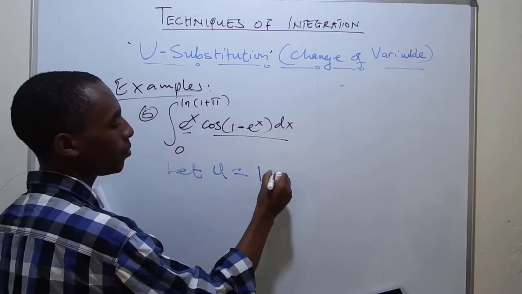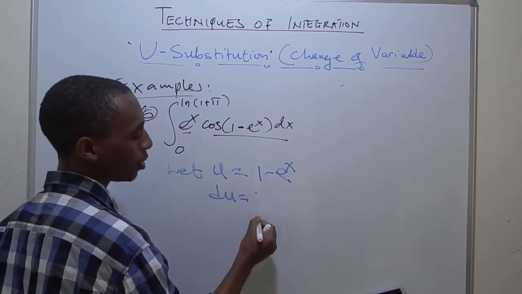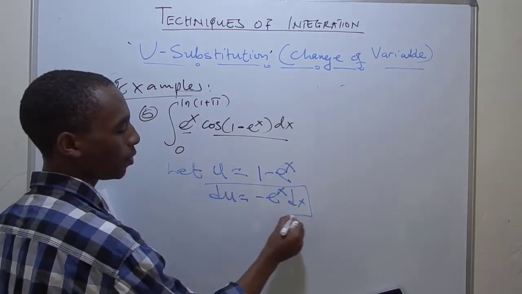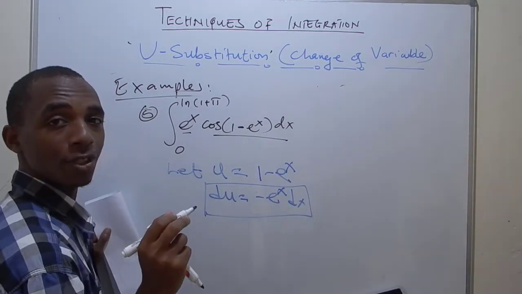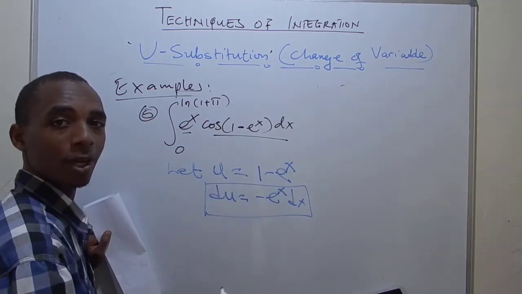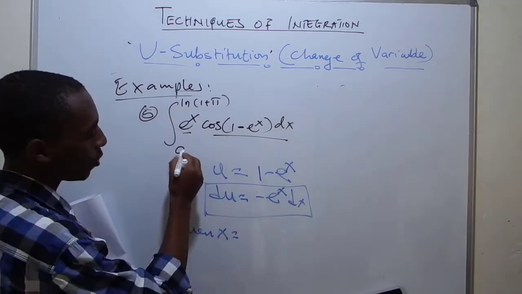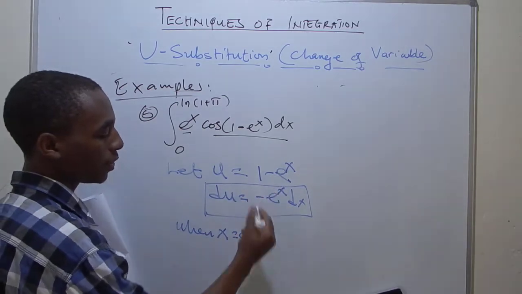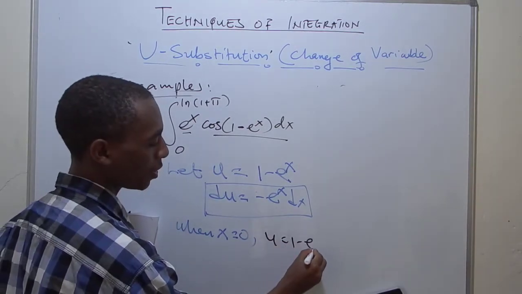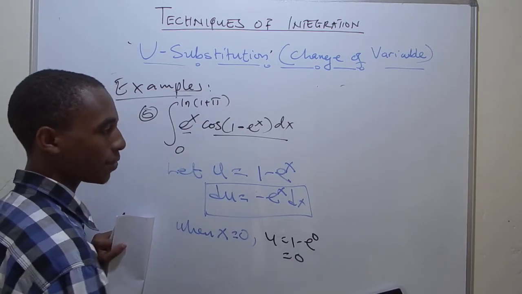So let u be 1 minus e to the x. Take derivatives on both sides. The derivative of this is negative e to the x dx. So we'll use this to substitute. Next, we'll change the limits from x to u. These limits here are given for x, but we've changed the variable from x to u, so we've got to change the limits too. So when x equals 0, we know that u equals this, so I'll just use this expression here to find what u is. So u is 1 minus e to the 0, which is actually 0 because e to the 0 is 1. Okay, so 1 minus 1 is 0.